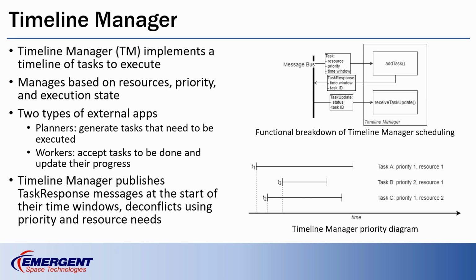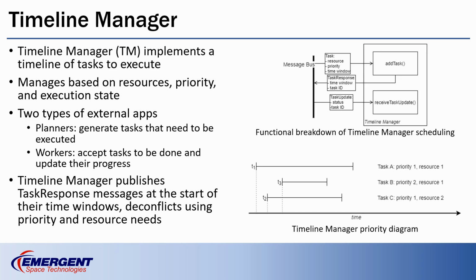This figure at the bottom right indicates how Timeline Manager deconflicts between different tasks that require the same resources. So we have three tasks here. Task A and Task B both need resource 1. Task C needs resource 2. Task A, because it's got the highest priority and begins first, is going to be the first task that Timeline Manager will send out a task response for. And until it receives an update indicating that task has been scheduled or completed, Timeline Manager is going to continue to reserve resource 1 for Task A because it has the highest priority.